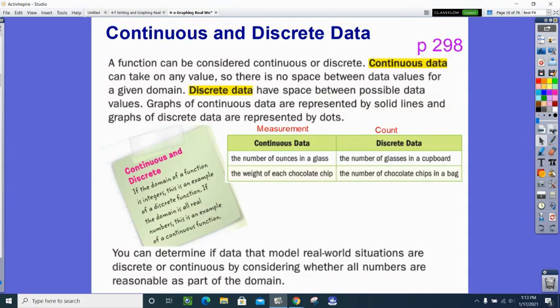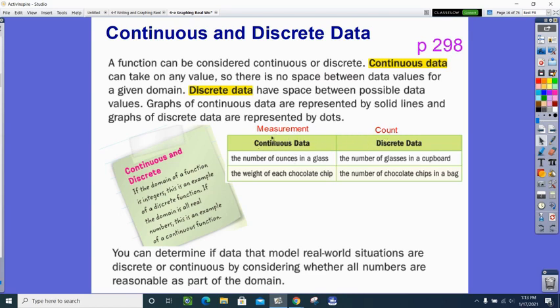So in your book on page 298, it uses these two words that I just mentioned. A function can either be continuous or discrete. Continuous means that you would draw a line in, and the function can take on every value in between the points you've used. Discrete data means that you jump, there's space from one to the other. Now, I put a couple words in here you might want to put in your book because I think this is an easy way to remember it.